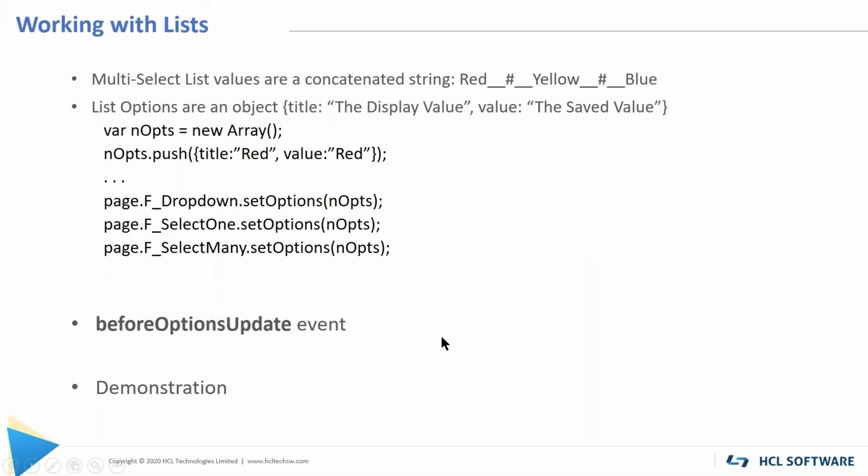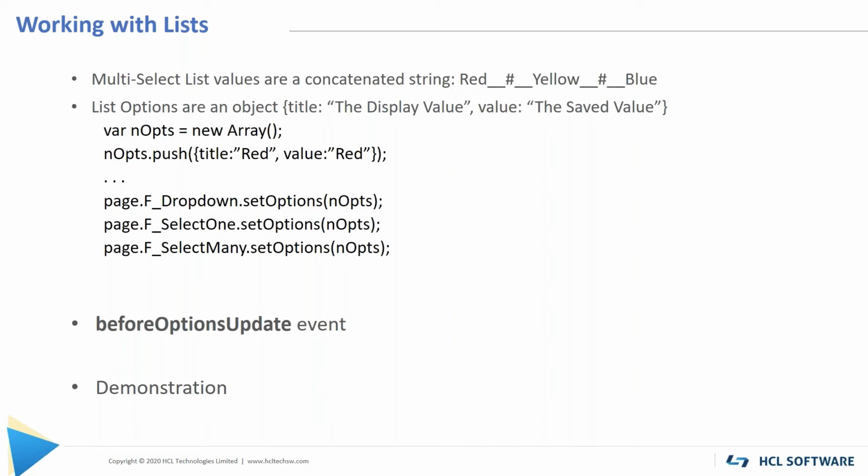Working with lists. Lists have some other things that are unique to them. The value of a multi-select list is a concatenated string, and what this is, is two underscores, a hashtag, and two underscores. So when you're working with multi-select lists and their values, it's important to understand that when you're using them within JavaScript, you're going to have to split that value out, and you can use the split function. So it's quite easy to say, okay, get the value of the multi-select list, split it into an array based on the underscore underscore hashtag underscore underscore, and then from there you can now work with those selected choices.